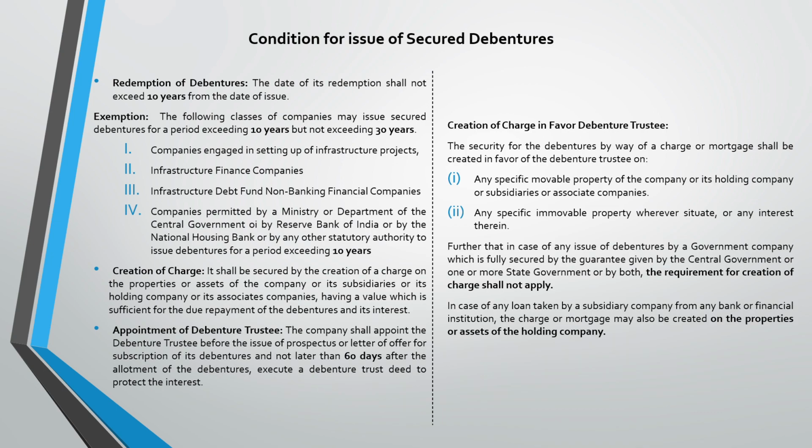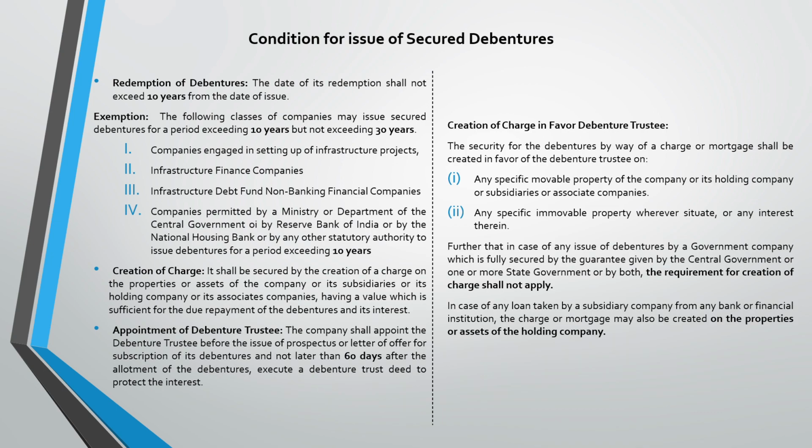So what are those companies? Those companies are basically engaged in infrastructure projects: infrastructure finance companies, infrastructure debt funds, non-banking financial companies, and a company permitted by the Ministry or a Department of Central Government or Reserve Bank or NHB, that is National Housing Bank, or any other statutory authority, to issue secured debentures for a period exceeding 10 years.